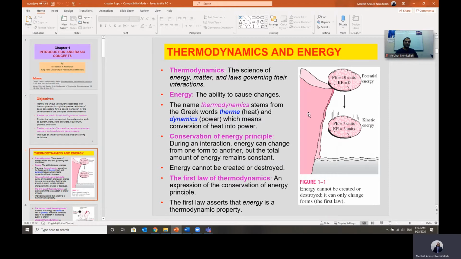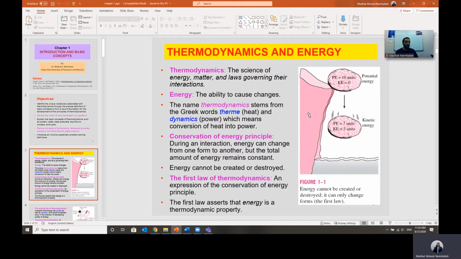Energy is defined as the ability to make changes. If you have the energy, then you can move from one location to another. You can study hard. If you have energy, you can do more and more. So energy is the ability to make changes. The word thermodynamics itself comes from the Greek word therm, which means heat, and dynamics, which means power. So this science, thermodynamics, is the science of conversion between heat and power, or heat and work.